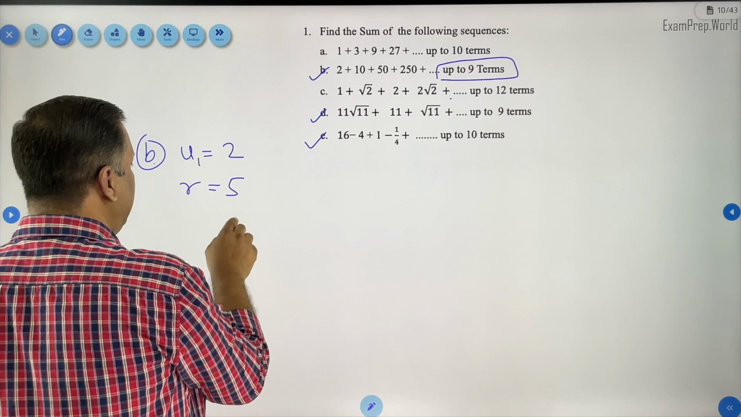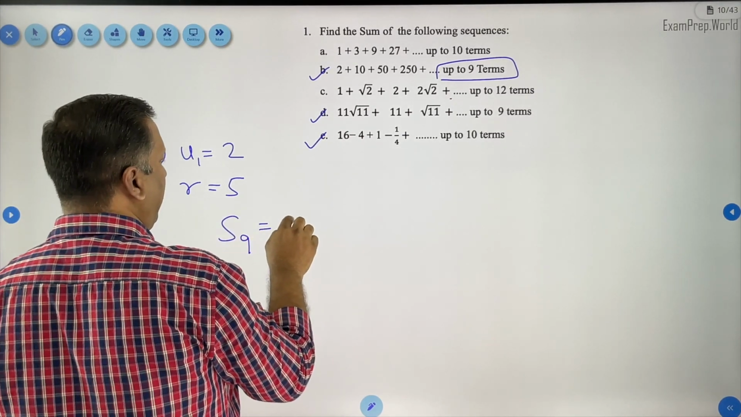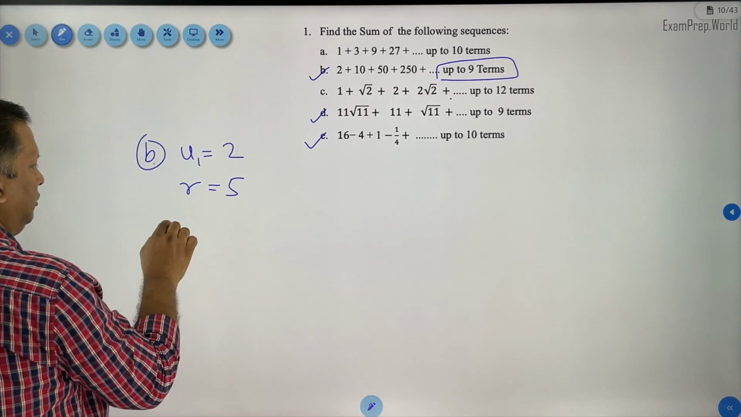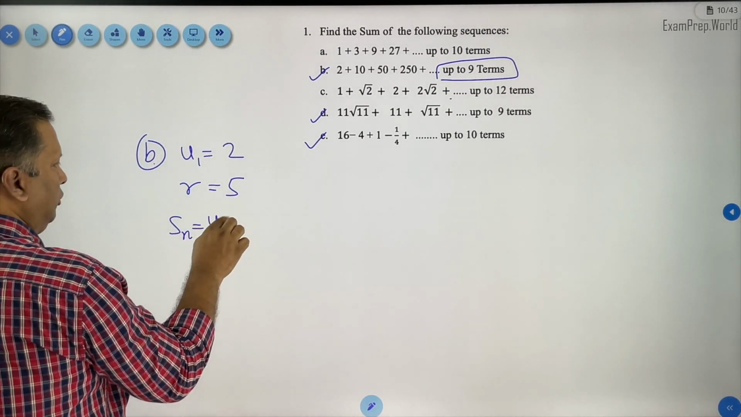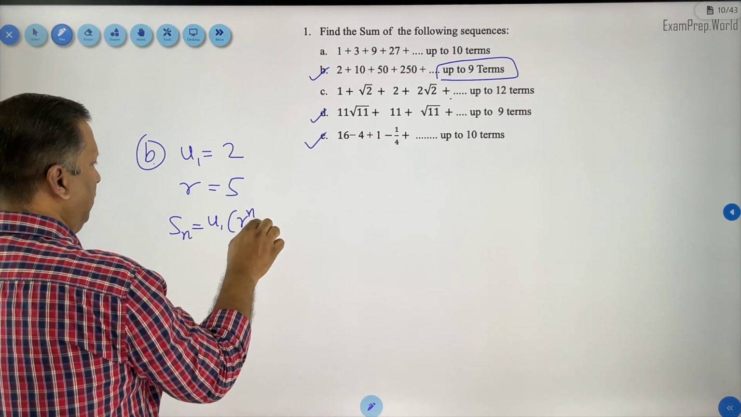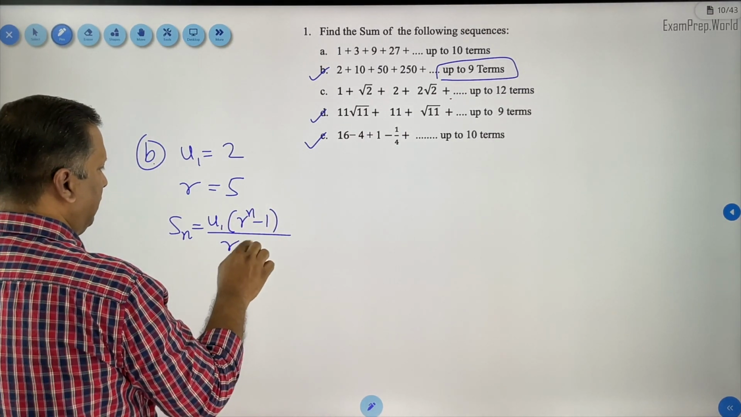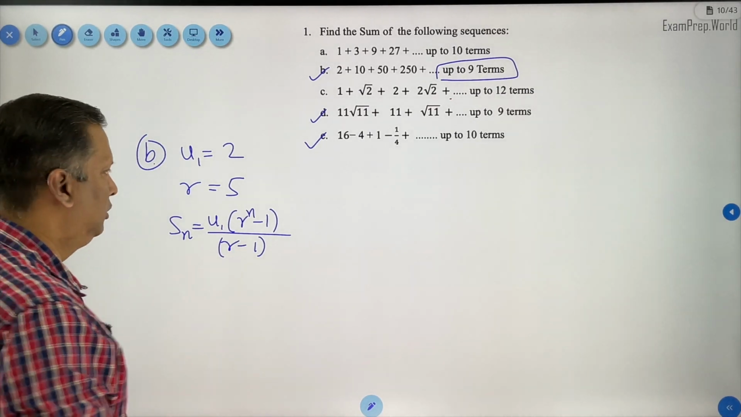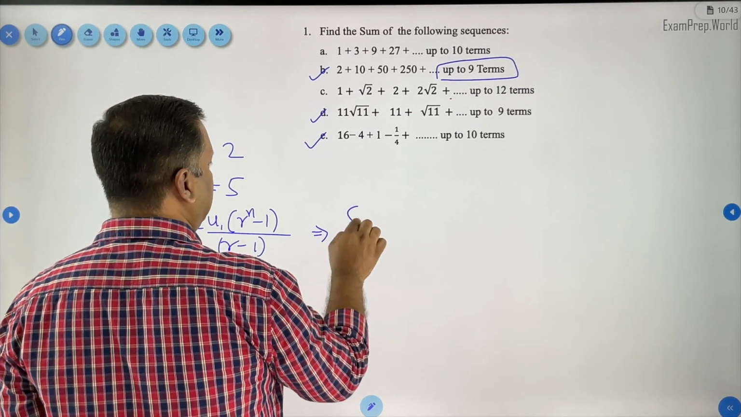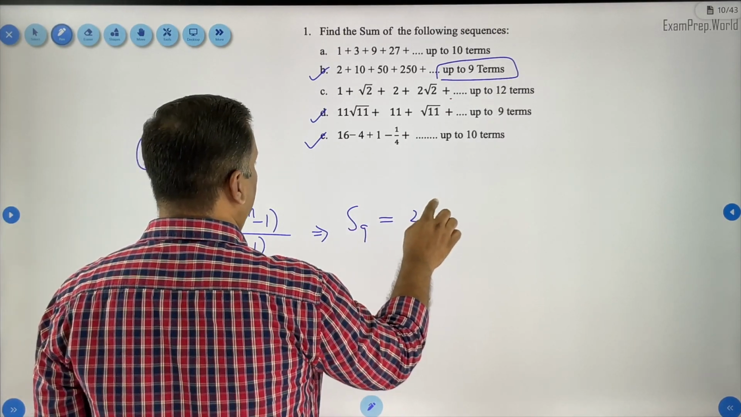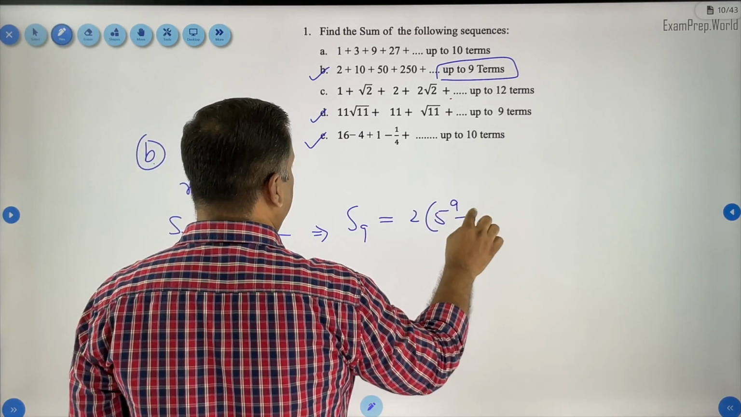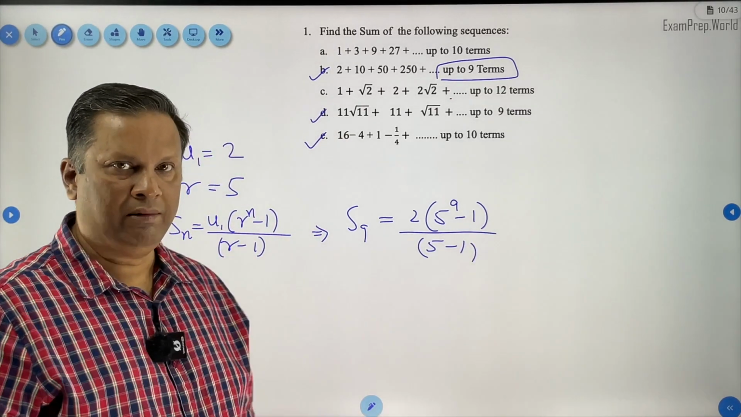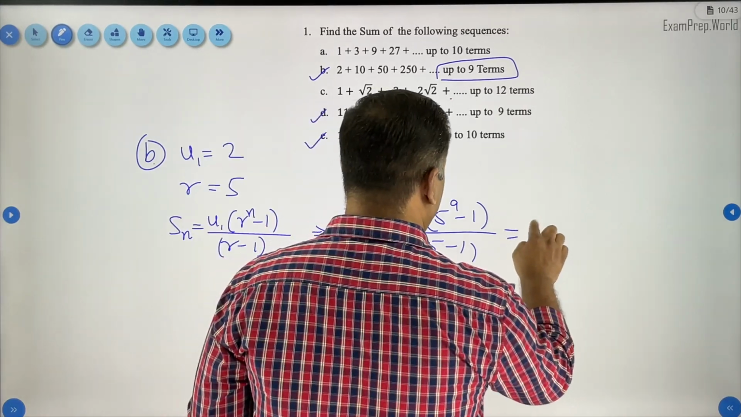I'll write the formula also for you so that you always recollect. Sn is U1 times (R to the power n minus 1) divided by (R minus 1). R is 5, so it is a diverging series and I will use this formula. So let's apply. S9 is equal to 2 times (5 to the power 9 minus 1) by (5 minus 1). Now pick up your calculators and do this. Big number.